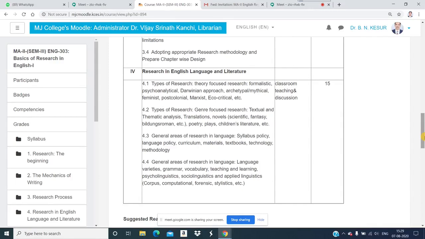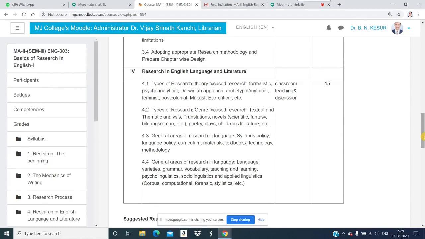Now the next is genre focused research. In genre focused research we'll try to understand the textual and thematic analysis of a particular text. So someone may think about the analysis of one text. So theory based research can be done or genre focused research can be done.